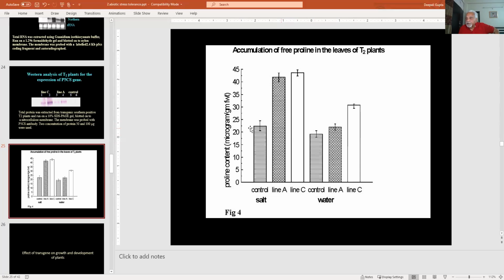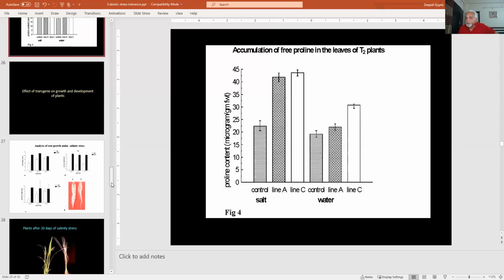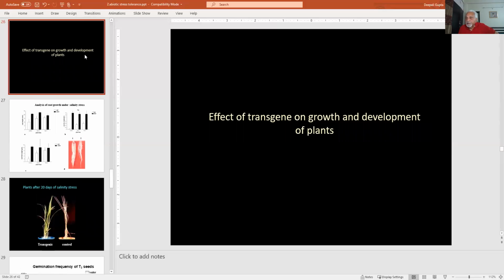Now that is because in these plants you have an endogenous copy of rice P5CS and also an additional copy from what we have pushed in. So both the genes are functional, and therefore you see over accumulation here as compared to control plants. So it means the gene has gone in and it is doing its job, what it is supposed to do.